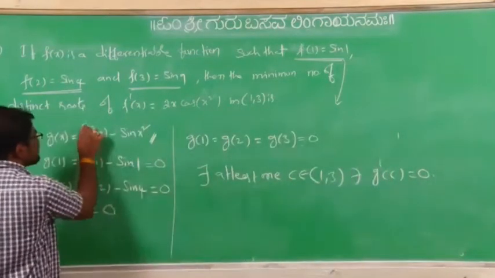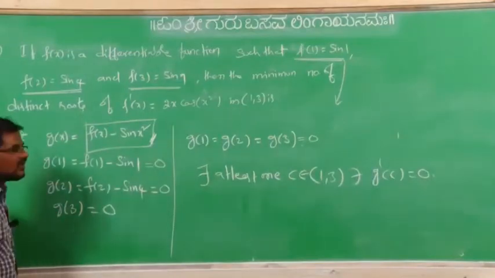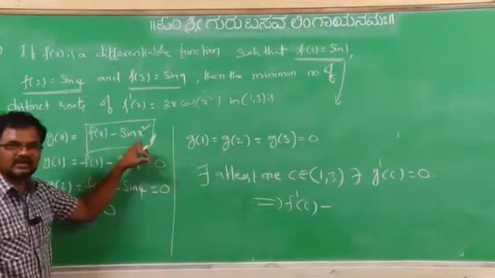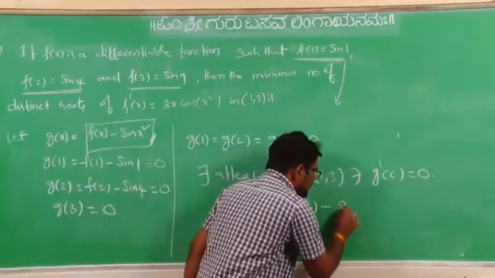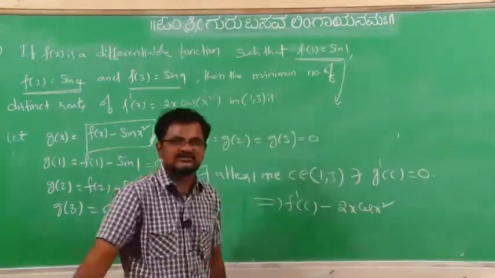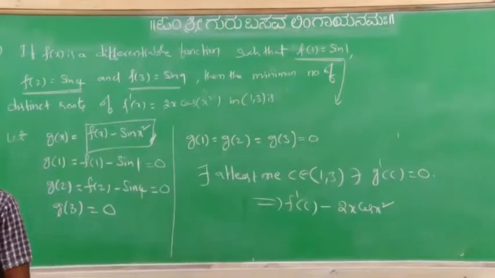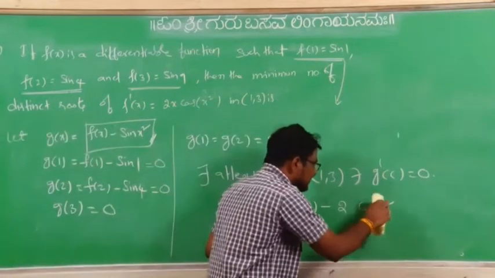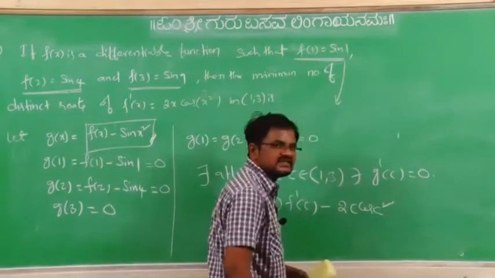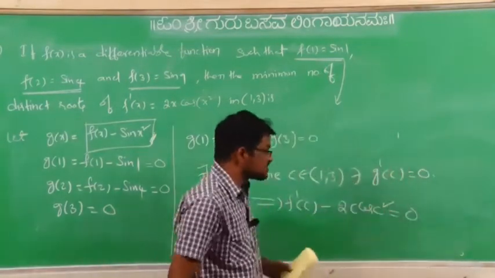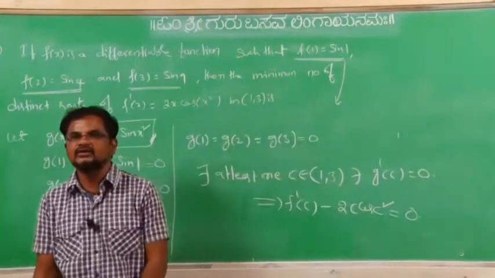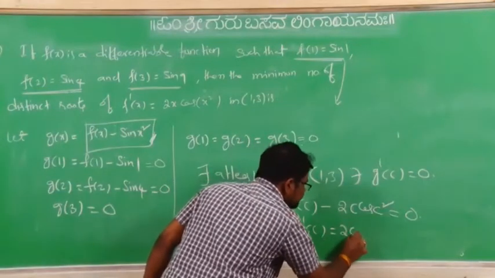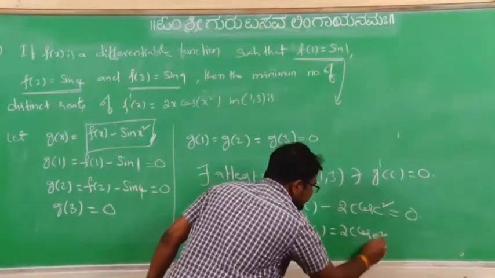Now do the differentiation. g'(c) implies f'(c) minus the differentiation of this one by the chain rule. So the differentiation of sin x² is cos x² and again the differentiation of x² is 2x, but in place of x here you take c. So 2c cos c² equal to 0. Now that implies f'(c) equal to 2c cos c².